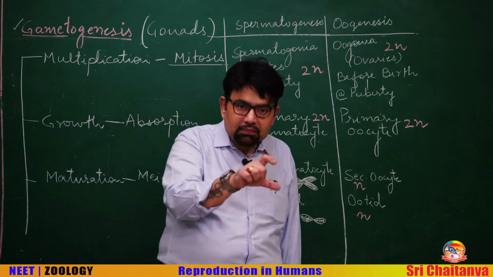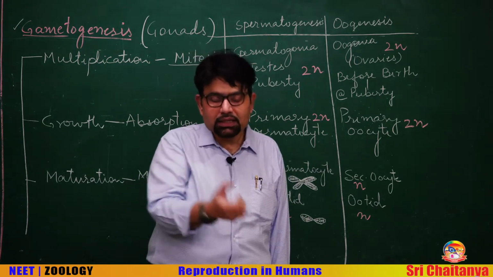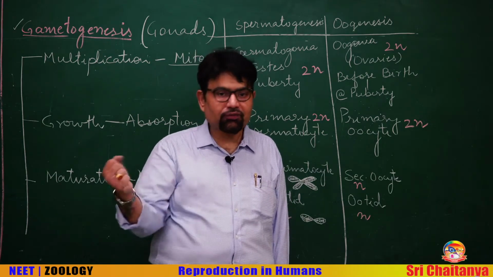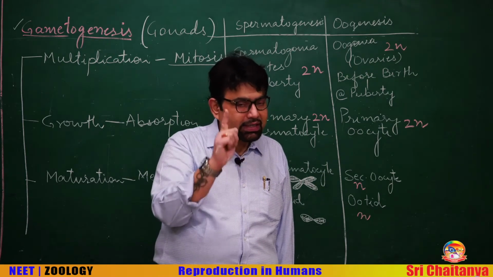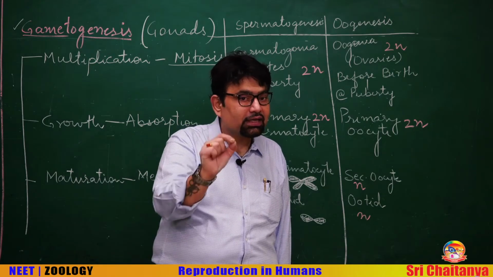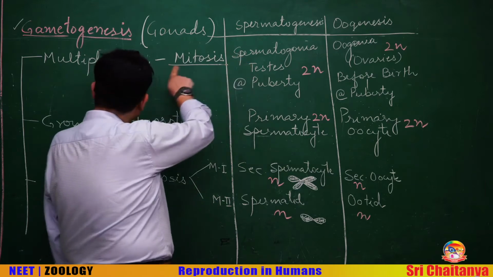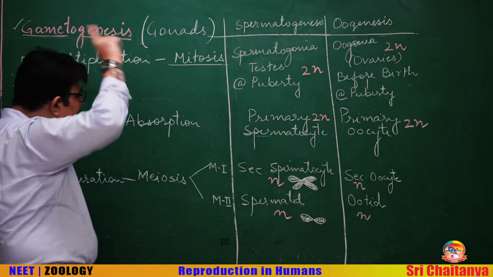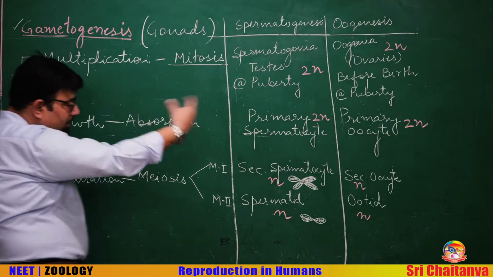Then some cells of these, they will grow, and this occurs by absorption of nutrient from the surrounding. That is a growth phase. Remember, still the ploidy level of the cell is diploid. The cell started diploid, by completion of multiplication, still it is diploid. Growth is simply absorption, it is still diploid.